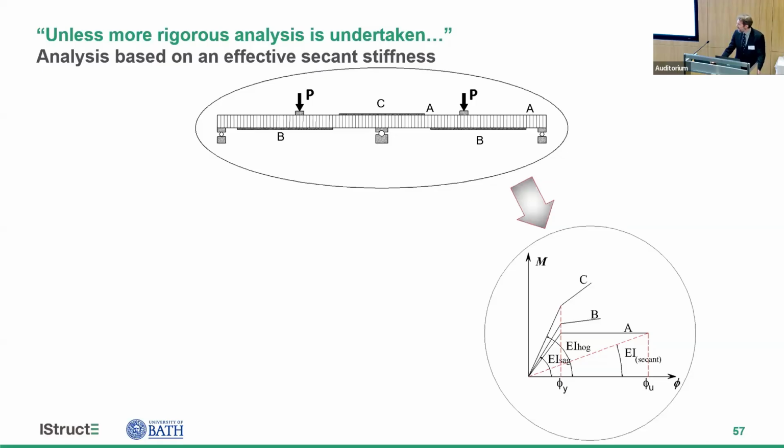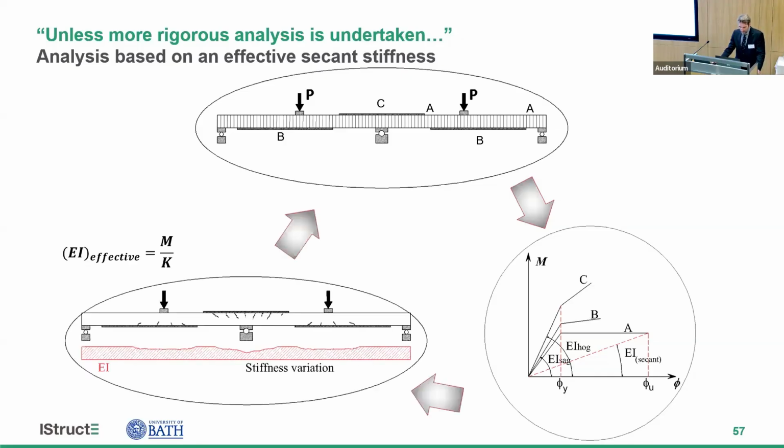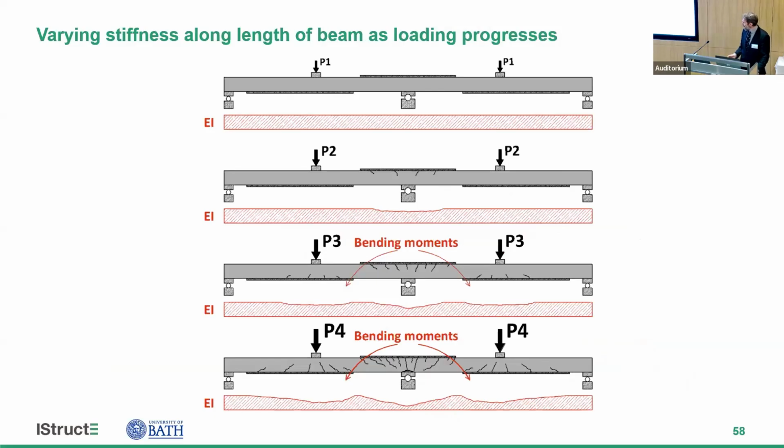We started off with an elastic moment distribution. Then we calculated for the moments at each location what the curvature was. And then we created an effective stiffness at each location. So the red sort of represents the variation in stiffness along the length of the beam. And then with that new stiffness distribution, we calculated a revised moment distribution, and we kept going until we got sort of convergence.